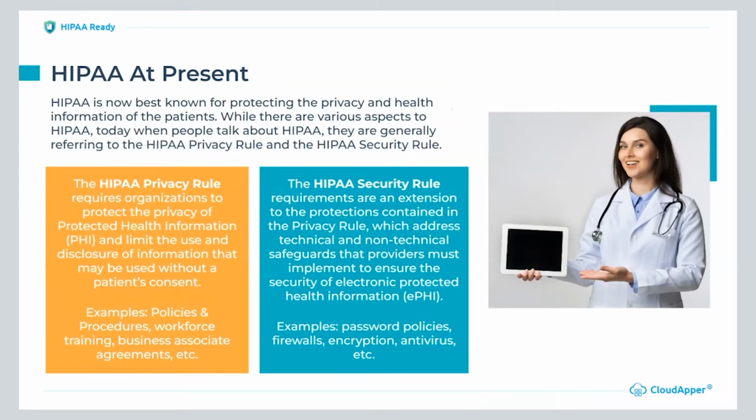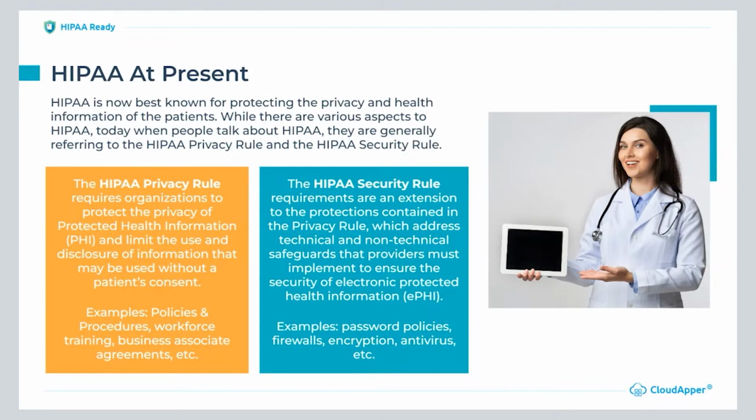HIPAA at present. HIPAA is now best known for protecting the privacy and health information of the patients. While there are various aspects to HIPAA, today when people talk about HIPAA, they are generally referring to the HIPAA Privacy Rule and the HIPAA Security Rule. The HIPAA Privacy Rule requires organizations to protect the privacy of protected health information and limit the use and disclosure of information that may be used without the patient's consent. For example, policies and procedures, workforce training, business associate agreements, etc.